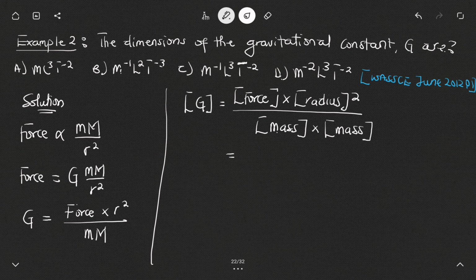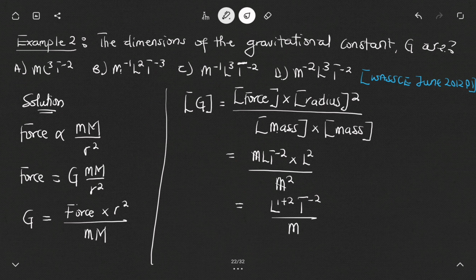Okay, so from all our previous examples, we know that the dimension for force is MLT minus 2, multiplied by radius, which is length, so we have L with the square attached to it. Then we have two masses, it will be M squared over here. So from here we can do some cancellation. One of the M will cancel one of the M's over here, and we'll be left with M to the power 1 on top. So we'll have L to the power 1 plus 2. They have the same base, so we add the exponents. Then T minus 2, and then we have M at the bottom.